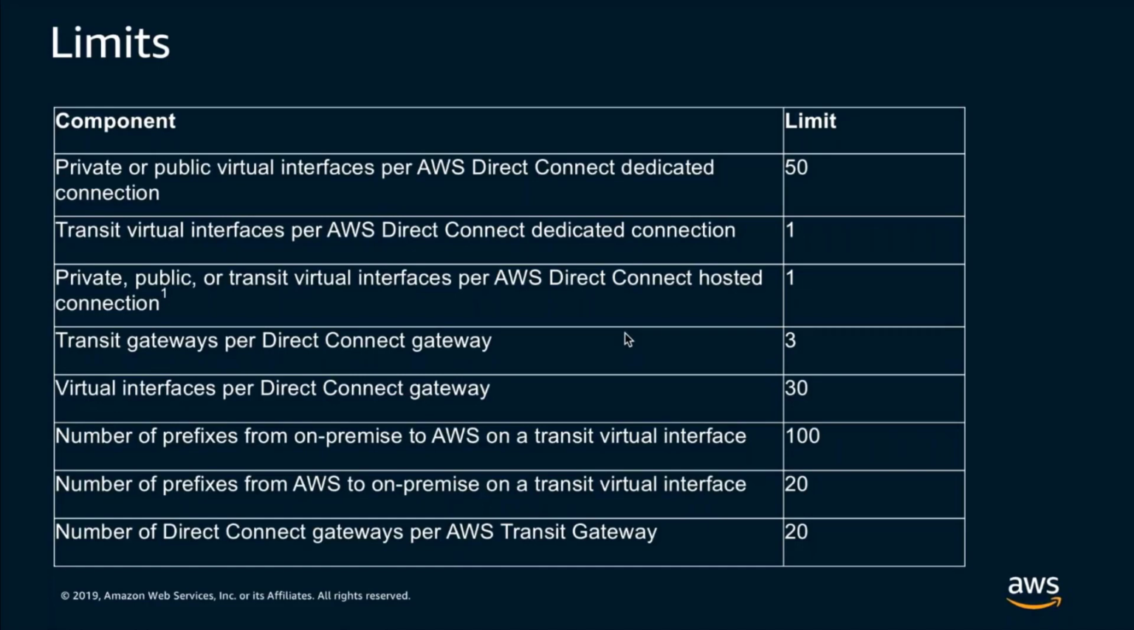You can advertise up to 100 prefixes from on-premises towards AWS. If you are associating a transit gateway to a Direct Connect gateway, you can advertise up to 20 prefixes from the transit gateway towards on-prem. You can associate multiple Direct Connect gateways to a transit gateway. You can have up to 20. So when you plan your network, please take care of these limits.